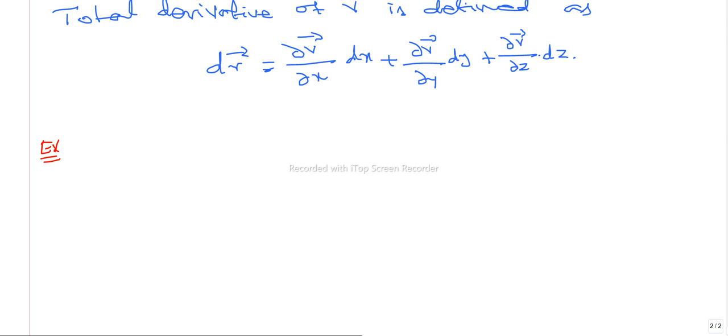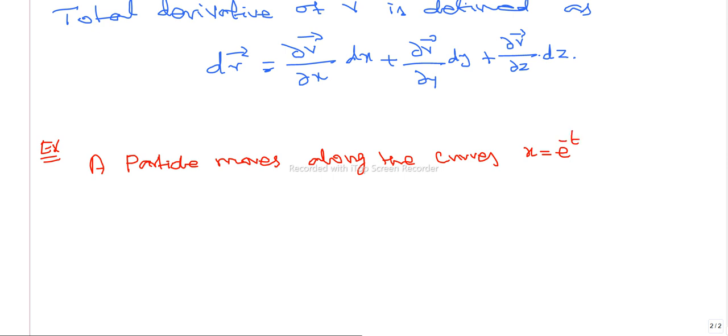Exercise. A particle moves along the curve x equal to e power minus t, y equal to 2 cos 3t, and z equal to 2 sin 3t. Along this curve the particle moves. Determine the velocity.